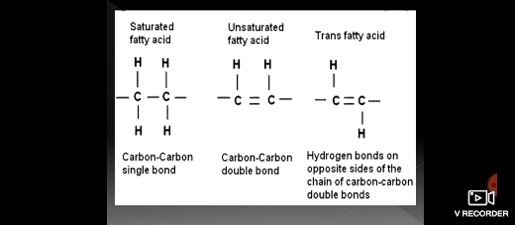Now here is the structure of the three types of fatty acids. Saturated fatty acids: in the structure of saturated fatty acids, as you see, there is a carbon-carbon single bond. While in unsaturated fatty acids, carbon is connected with the other carbon by a double bond. The last is trans fatty acids, in which hydrogen atoms are on the opposite side of the chain of the carbon-carbon double bond.